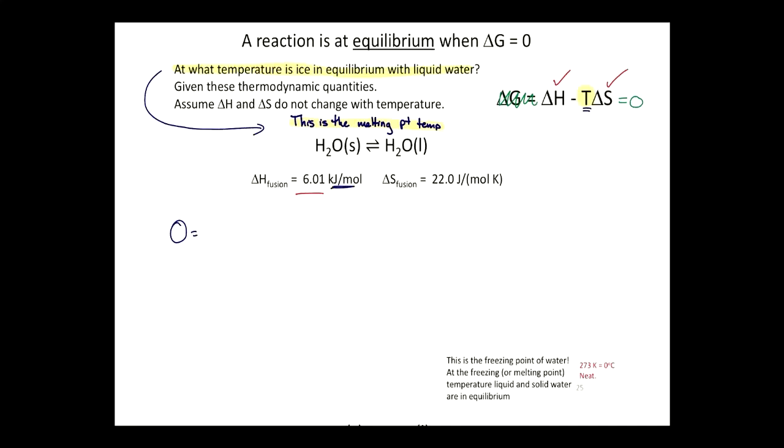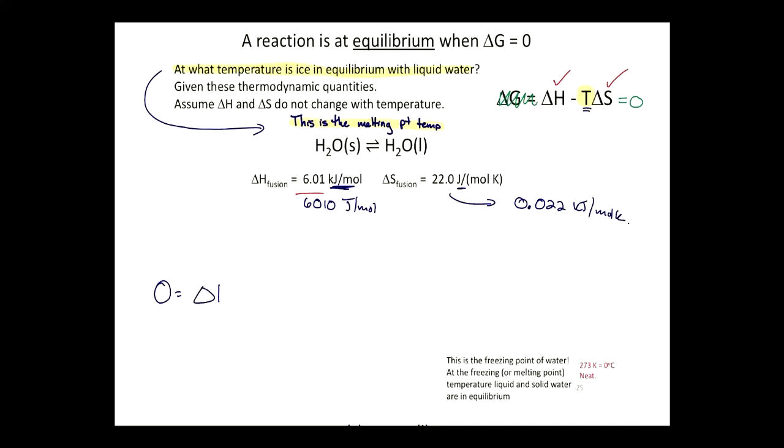Notice that the unit of enthalpy is kilojoule per mole, but entropy is joule per mole Kelvin. So we just need to make them match. You can do it any way. You can either change kilojoules to joules, so you can say this is 6010 joule per mole, or you can say that the delta S of fusion is 0.022 kilojoule per mole Kelvin. Regardless, you just need to make sure those units match. I'll just put both in kilojoules.